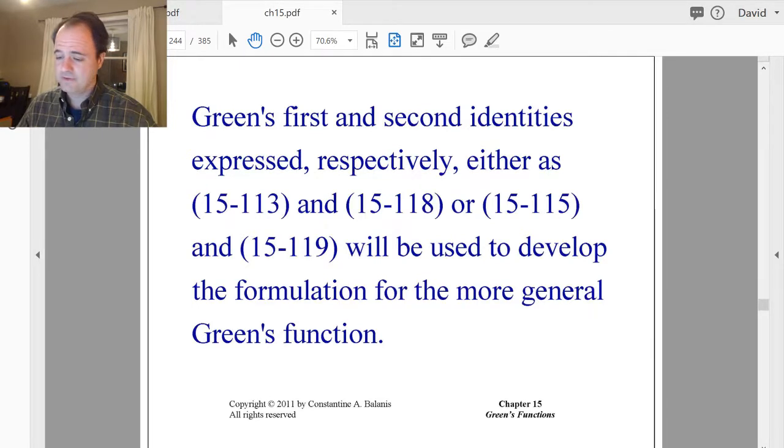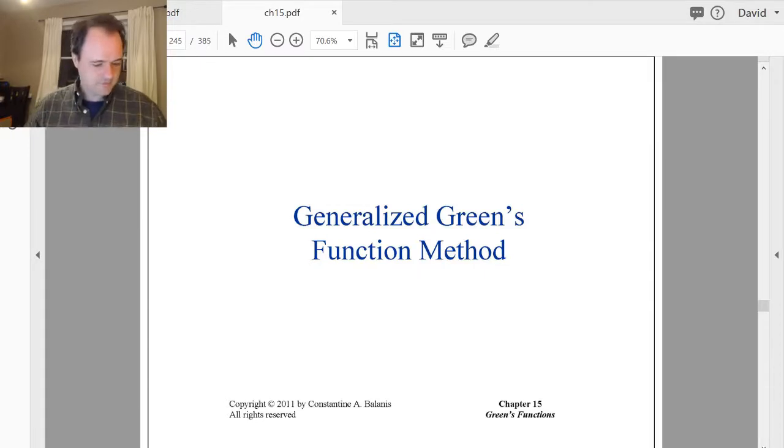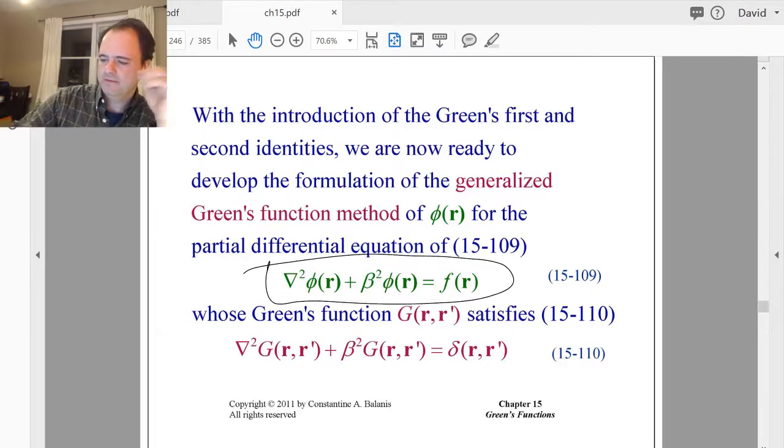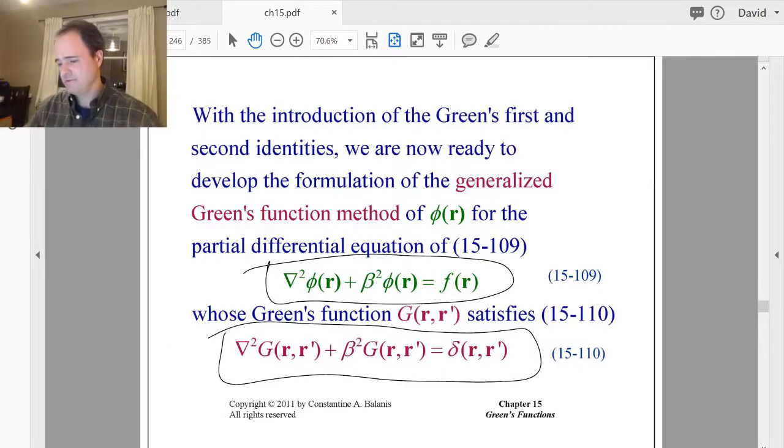So we're going to use these now to develop the Green's function. So now let's get on this. Let's develop the Green's function. With the introduction of Green's first and second identities, we are now ready to develop the formulation of the generalized Green's function method of φ for the Helmholtz equation, right? So we're going to do that, and the Green's function has satisfied that three-dimensional, second order, partial differential equation.